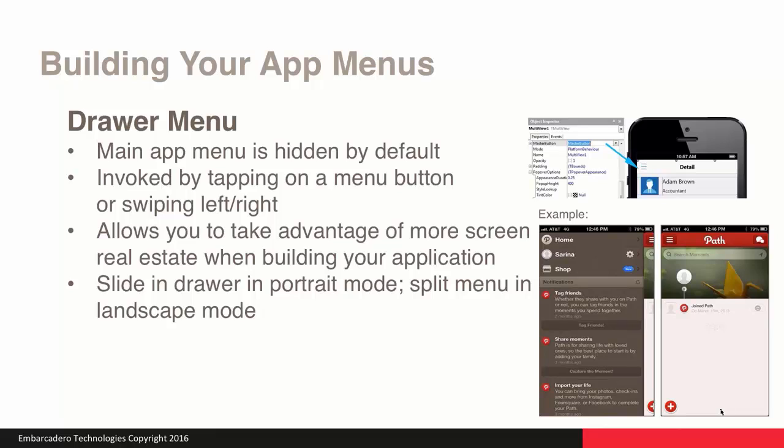Now, the drawer menu is another very popular application menu that's seen in many different types of applications today that you're probably using on your smartphone. It's a main app menu that's hidden by default. It's invoked via this little hamburger icon, and it really allows you to take advantage of more screen real estate by hiding the application menu for the key app functionality and only showing it as the user invokes that menu.